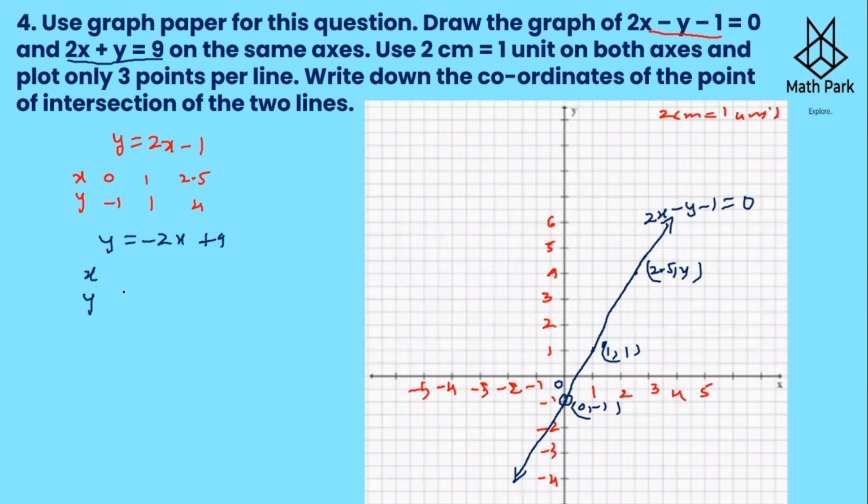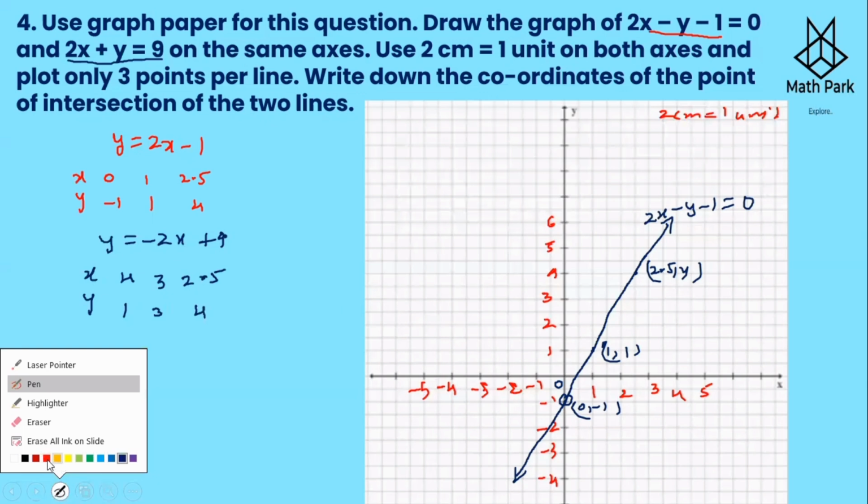So if you take x is equal to 4, 4 times 2 is 8, minus 8 plus 9 is going to be 1. So 4 comma 1. If you take x as 3, 3 times 2 is 6, minus 6 plus 9 is 3. So 3, 3 is one of the points. And then if you take x is equal to 2.5, 2.5 times 2 is 5, minus 5 plus 9 is 4. So let us plot these points now.